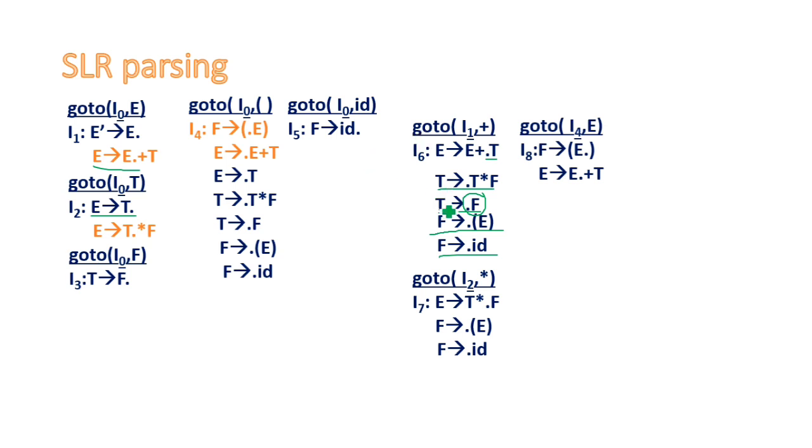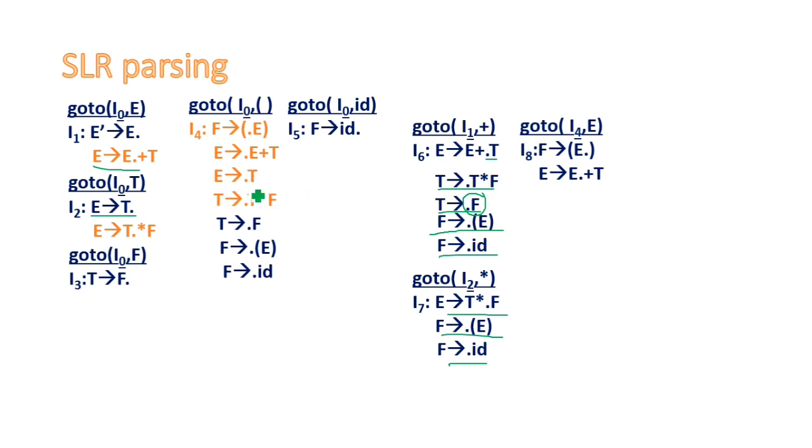So item set 2 on star is actually resulting in T tends to T star F and F tends to E and ID. Name this as item set 7. So when we come to I4, a dot is before E, so we will process goto of I4 comma E. So I4 comma E gives F tends to E dot close brackets and E tends to E dot plus T. So we will name this as item set 8.